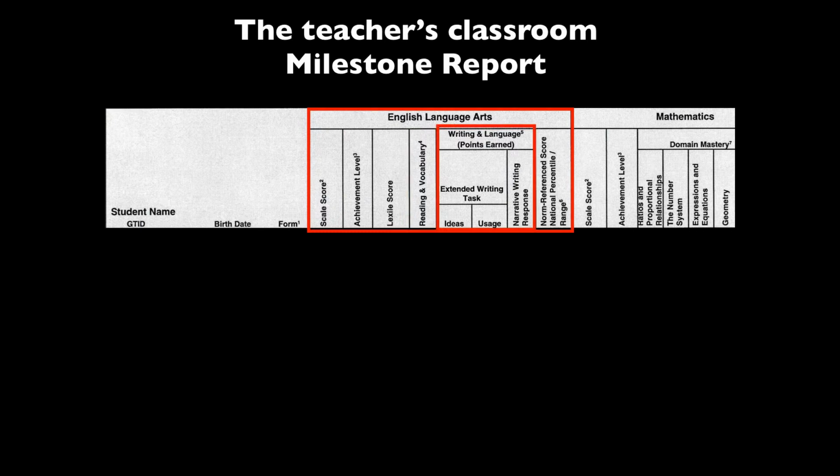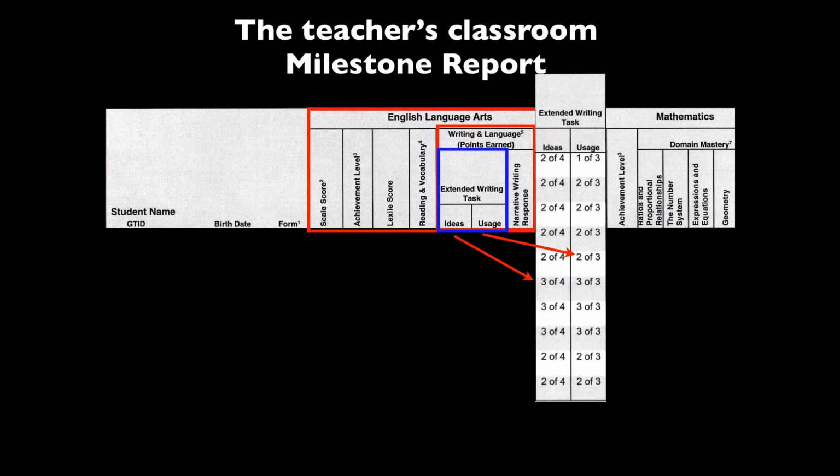Now, this next area is designated to describe the performance of a child's writing and language, the points earned for writing and language. Now, for the extended writing task, the child received points based on their ideas and based on usage. Please remember that in the language arts assessment guide, there is a rubric. The rubric details how they are using a scale of 1 to 4 for ideas and 1 to 3 for usage. Please refer to the language arts assessment guide to see the rubric to determine how the child was rated in each of those areas, which would be ideas and usage.